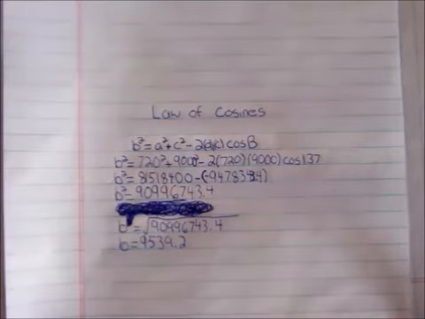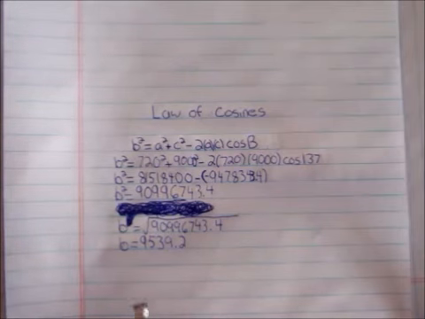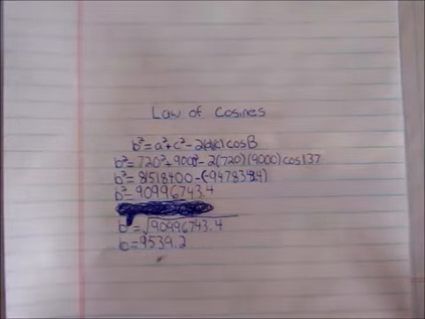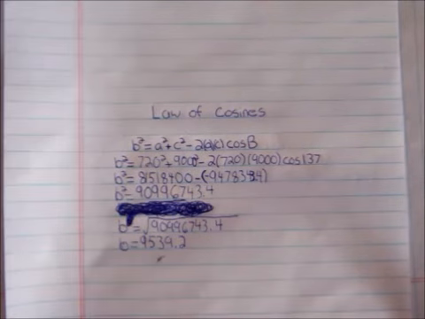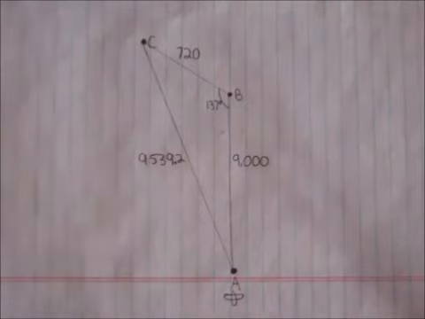Which states that b squared equals a squared plus c squared minus 2ac times the cosine of angle B. After working out this problem, I got b to equal 9,539.2. So I plugged 9,539.2 in for side B.